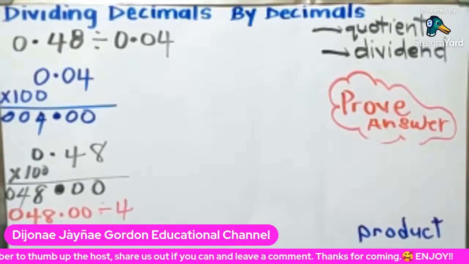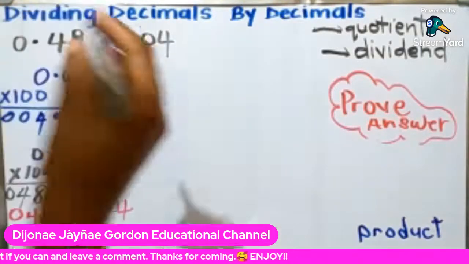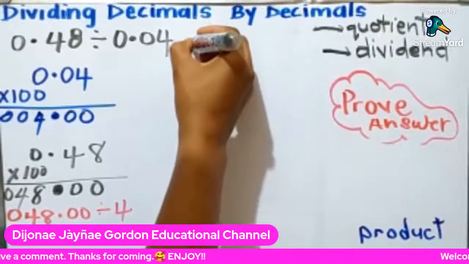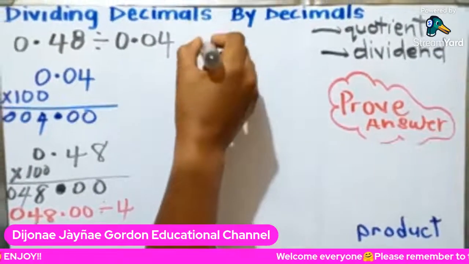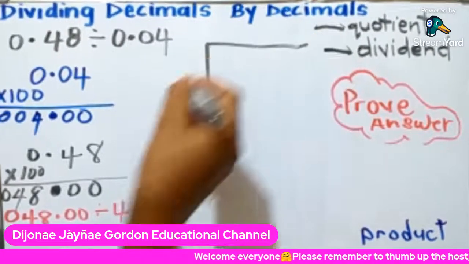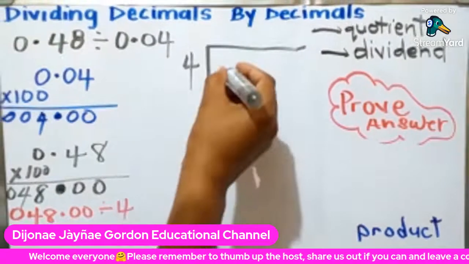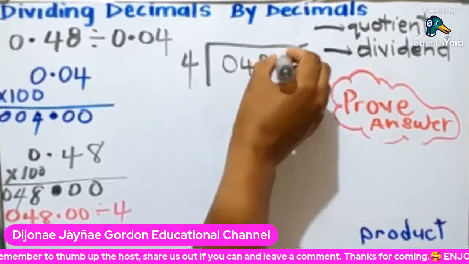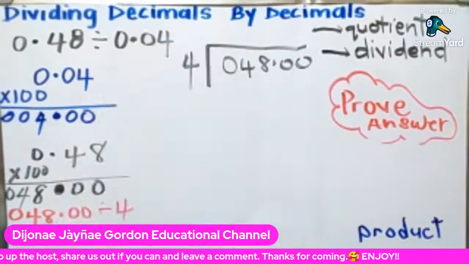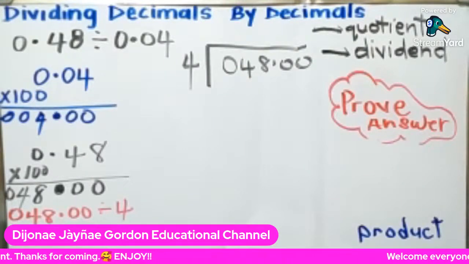All right, so we're going to go right ahead and we're going to set out the problem. Let's go right ahead and set the problem up. Remember now, 4 in this case is our divisor, and 0.48 is known as our dividend. All right, so we're going to go right ahead and work this problem.